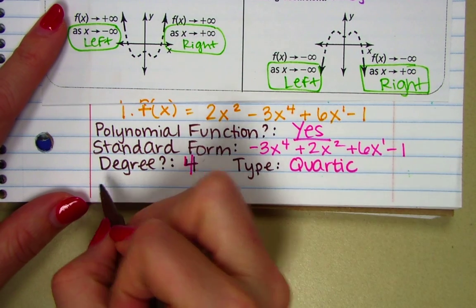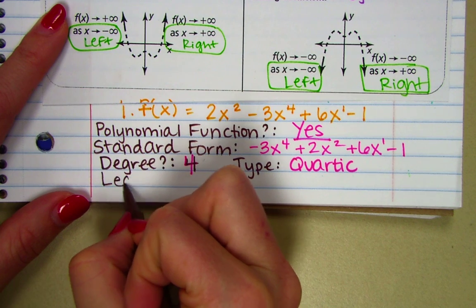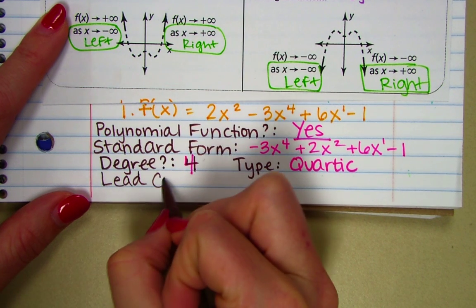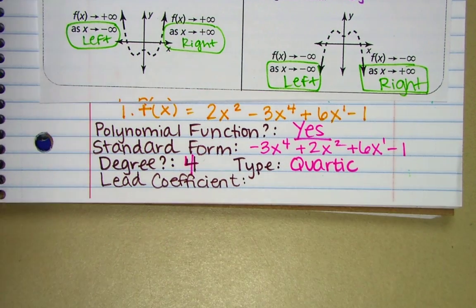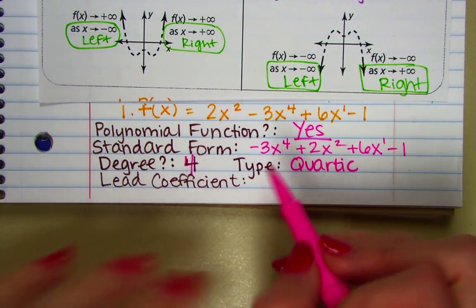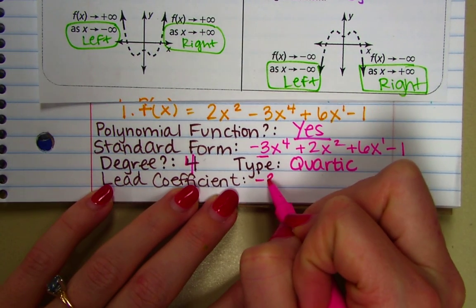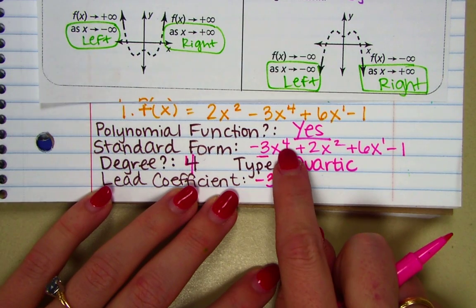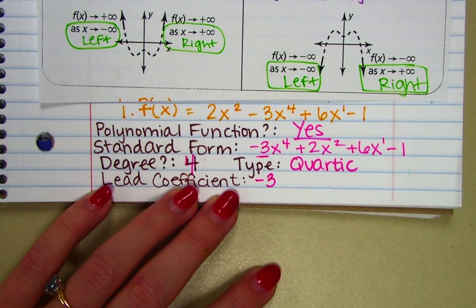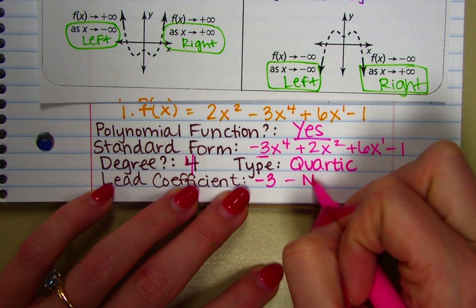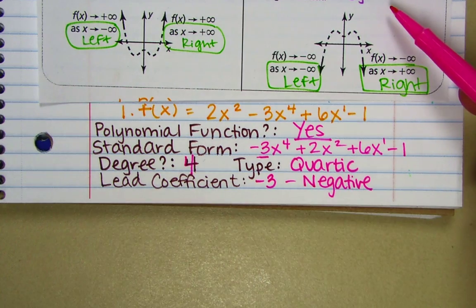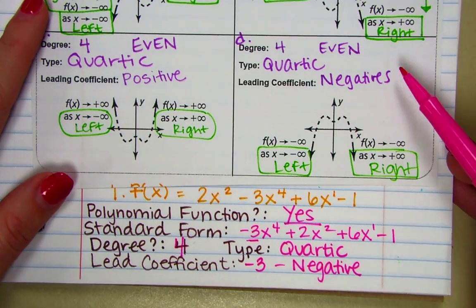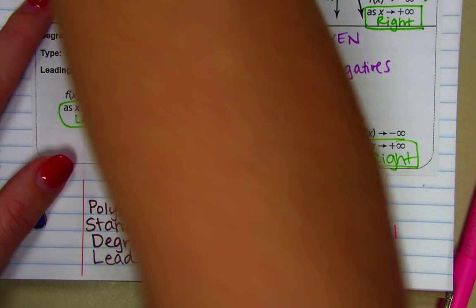And the final question is the lead coefficient. Okay, that means when you have it in standard form, the very first number out front. All right, -3, right? That's the lead coefficient. 4 is the exponent, -3 is the coefficient. So it's negative. Right, that's what we need to know. That's what we're writing up here.